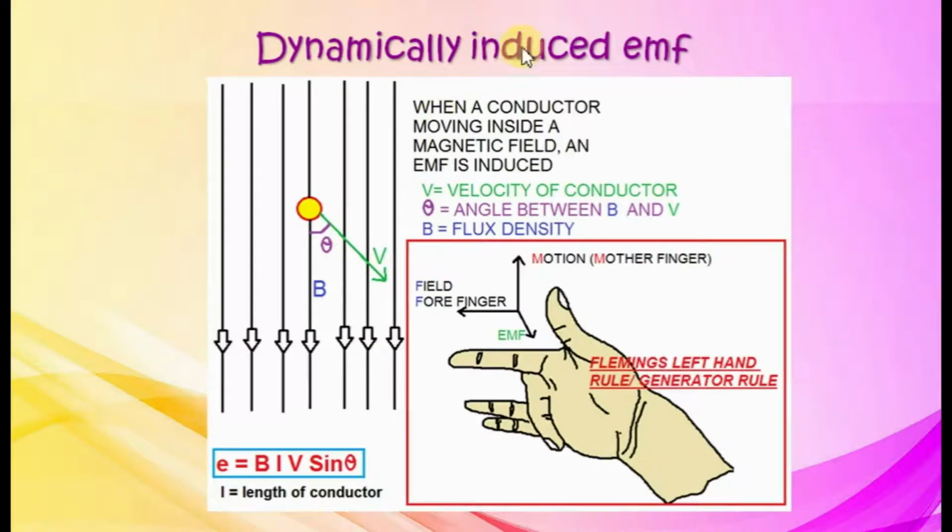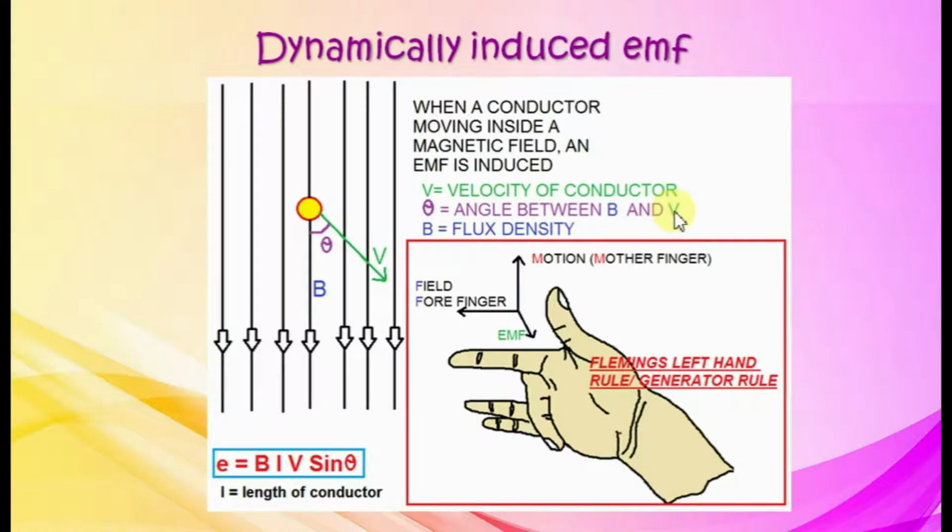Dynamically induced EMF. When a conductor moves inside a magnetic field, an EMF is induced in it. The magnitude of it is B L V sin θ. B is flux density, L is length of conductor, V is velocity of conductor, θ is angle between B and V.